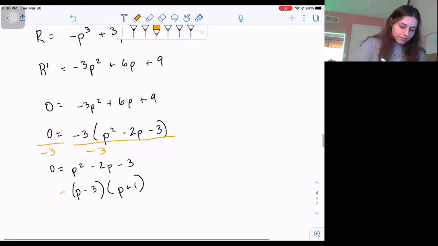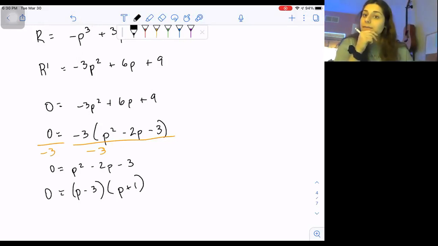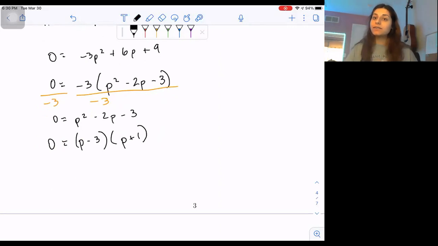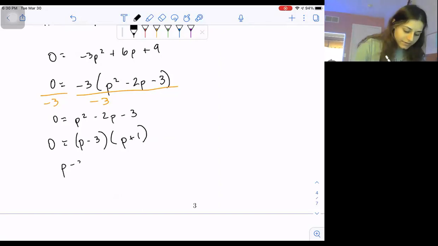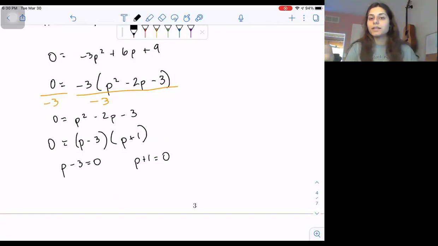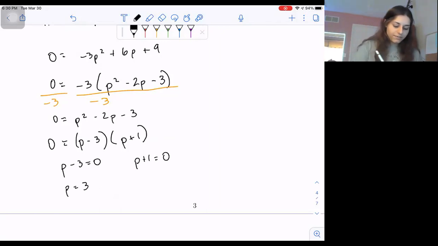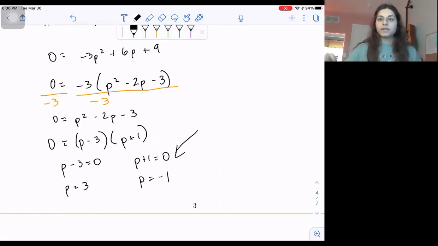That gave us 0. So we want to see when will p minus 3 equal 0 and when will p plus 1 equal 0. Because if either of these two components equal 0, we know that the entire function will equal 0. So I want to find p minus 3 equals 0, p plus 1 equals 0. These are the roots or the zeros of the function. So p equals 3, p equals -1. I usually skip this step here. Just go to 3 and -1. All you're doing is flipping the signs.